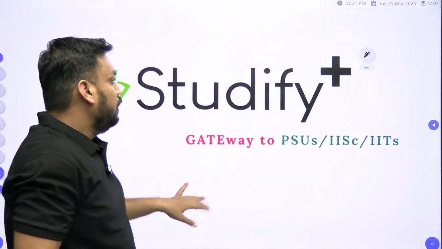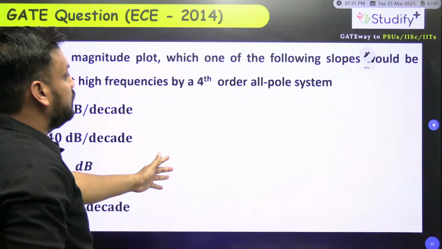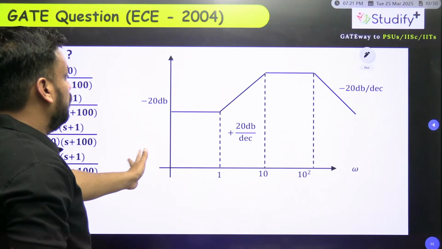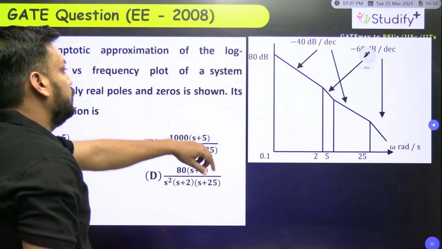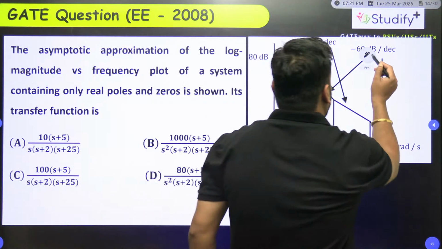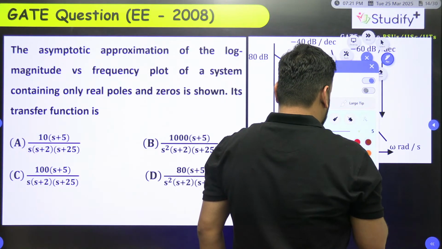So guys, let's start this class. Tell me which was the last question of the last class. I think all these questions we already completed. This one also completed. So this is the first question of today's class. I'm going to start today's class with this GATE question.